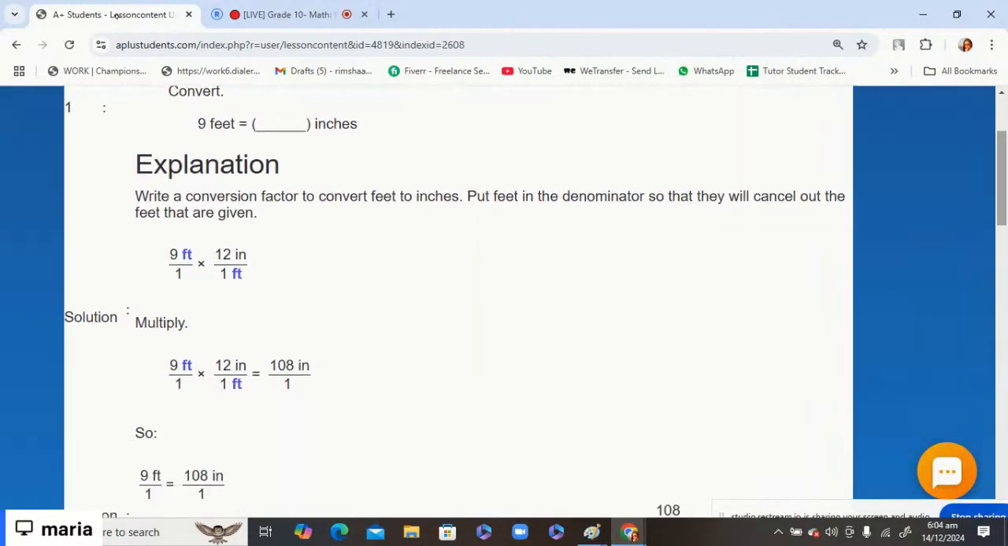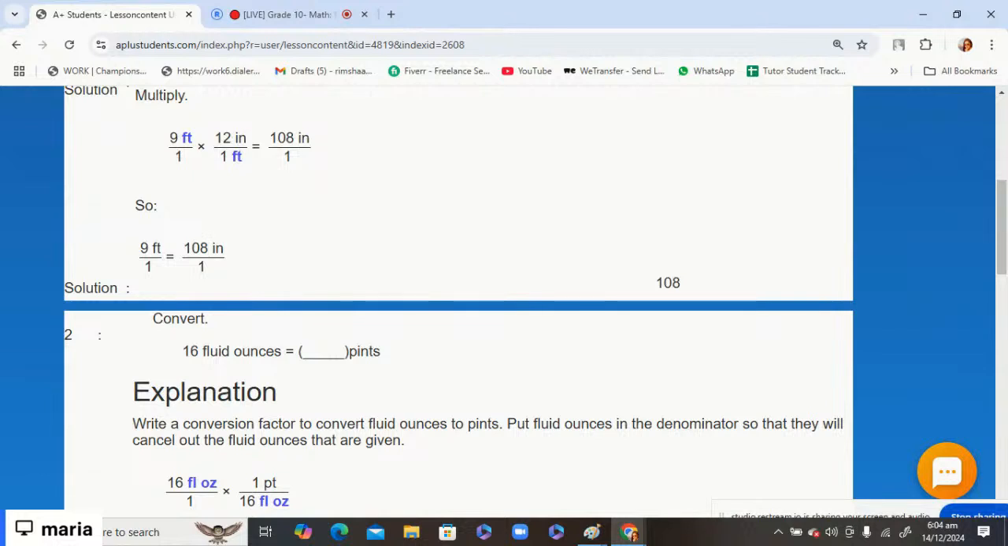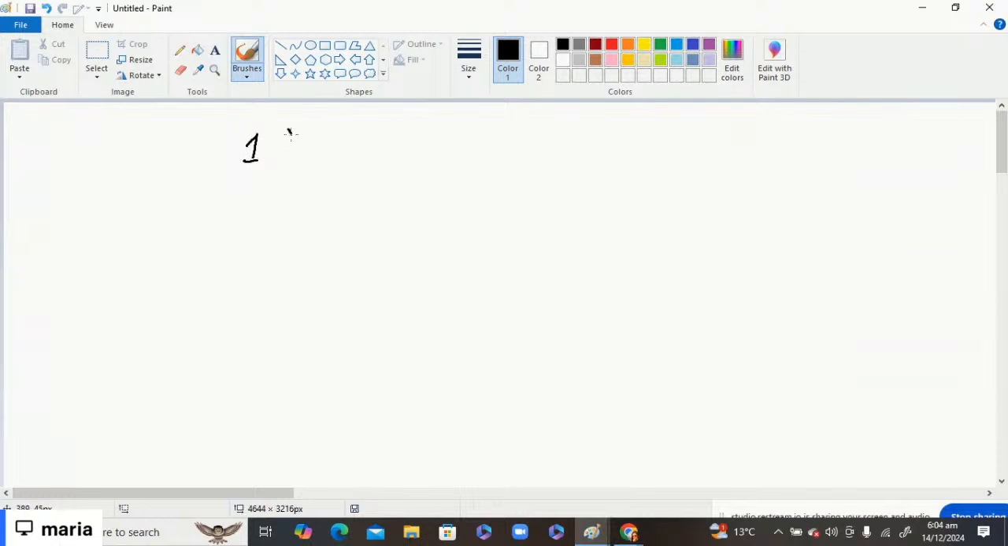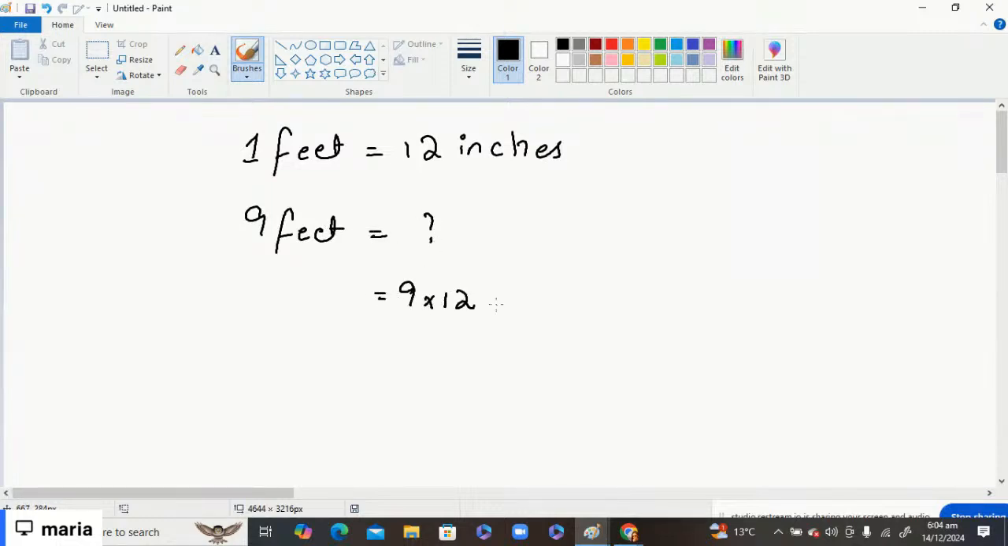When you multiply 9 with 12, you get your answer, that is 108. Because when the question asks how many inches are in 1 foot, we write 1 foot is equal to 12 inches. And if they say 9 feet is equal to how many inches, you multiply 9 with 12. In this way you get your answer.